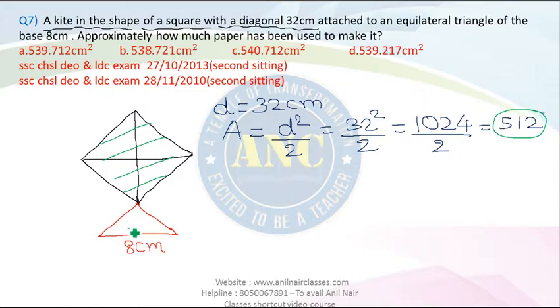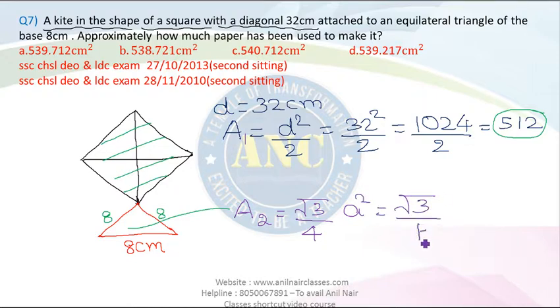Now, there is an equilateral triangle. All the three sides will be 8, right? All the three sides will be 8. Let me use a different color. Let me use a blue color, for example. Or purple color, for example. So all the three sides are same. Area of an equilateral triangle is root 3 by 4 into a square. We have already solved questions. So this is root 3 by 4 into 8 square is 64. 4 into 1, 4 into 16. This is nothing but 16 root 3.